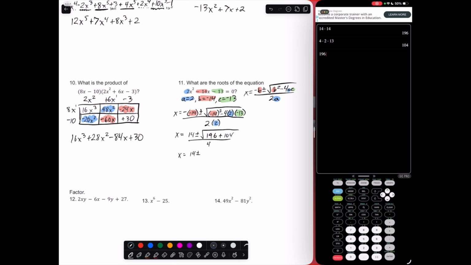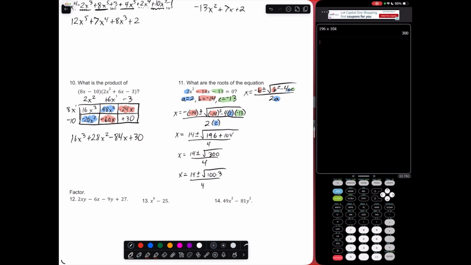We're going to add these, not multiply them. 196 plus 104, 300. Especially during an exam, try to use the calculator as infrequently as you need to. But for a problem like this that we know we want to make sure we're getting right, use the calculator just to make sure you're not making silly mistakes or simple mistakes. All right, now a problem like this, that 300, as inconvenient as it is, needs to be broken up.